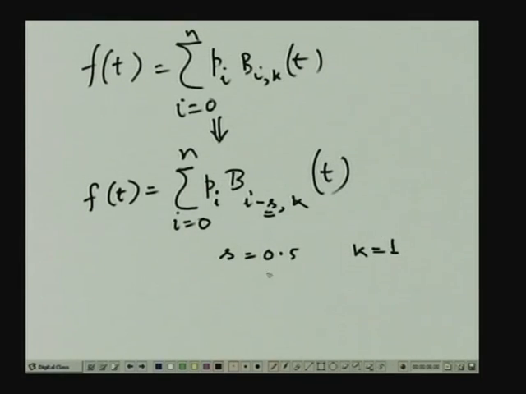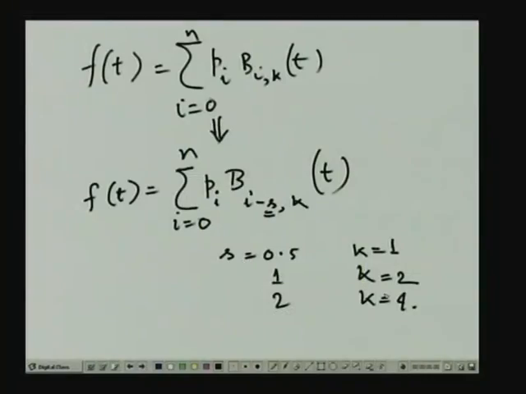So, I will take s is equal to 0.5 if I have k equal to 1, that is constant interpolation. I will take s equal to 1 if I have k equal to 2, that is linear interpolation, and I will take s equal to 2 if k is equal to 4, that is I have cubic interpolation. Now, you find that I have not considered k equal to 3, which is the quadratic interpolation, because quadratic interpolation leads to asymmetry in interpolation.